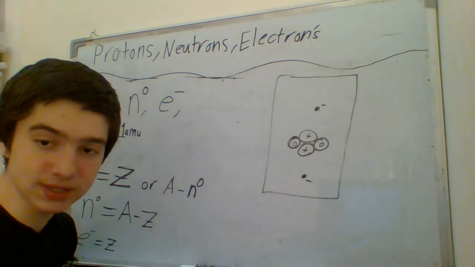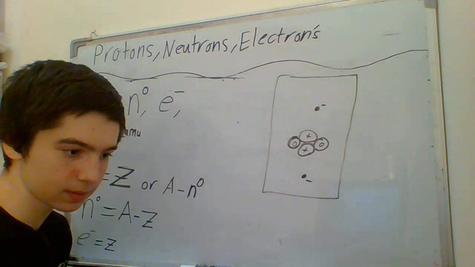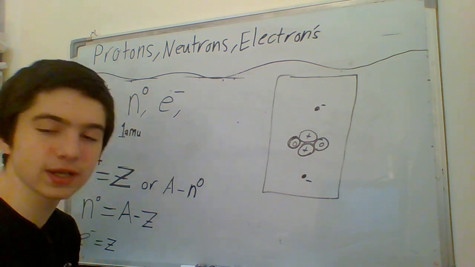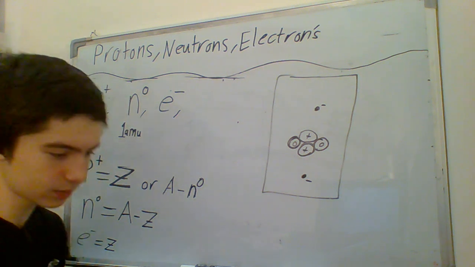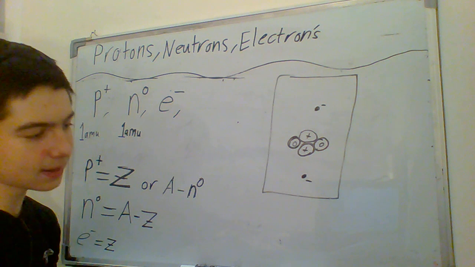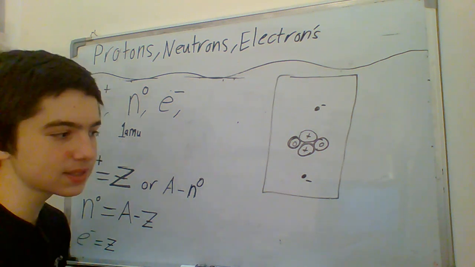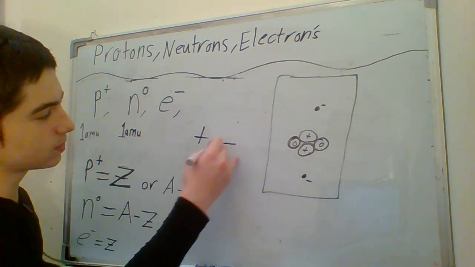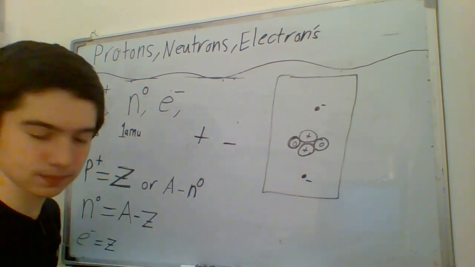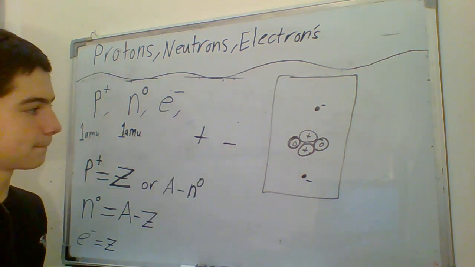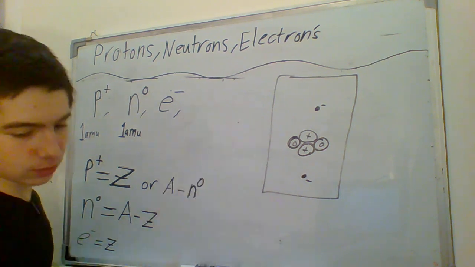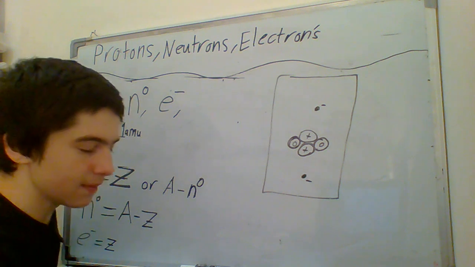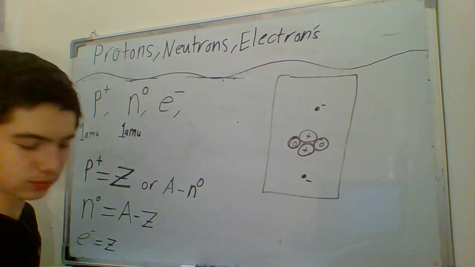Okay, so the formula is e minus equals Z. We said that Z is the atomic number, which is used for getting the number of protons, but you can also use it to get the number of electrons. Why? Because when we say the element is neutral, it doesn't have a charge, so the number of protons and electrons should be equal. If the atomic number is 6, then the number of electrons is 6 and the number of protons is 6.